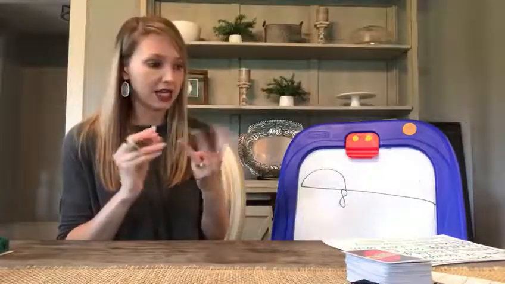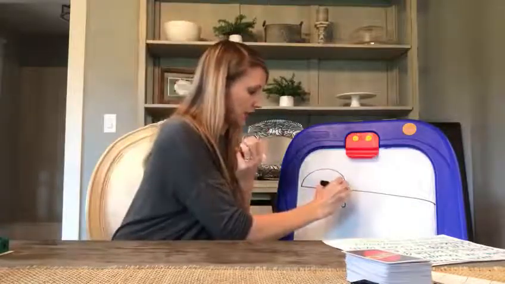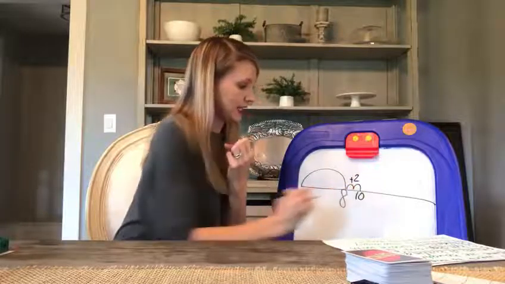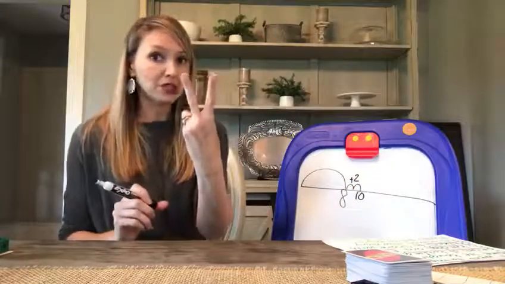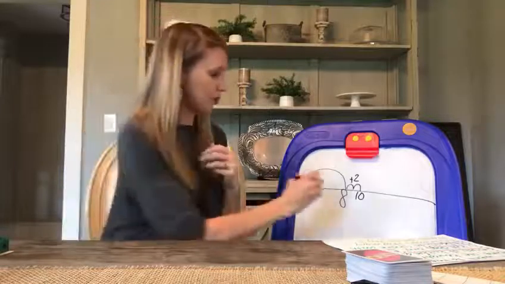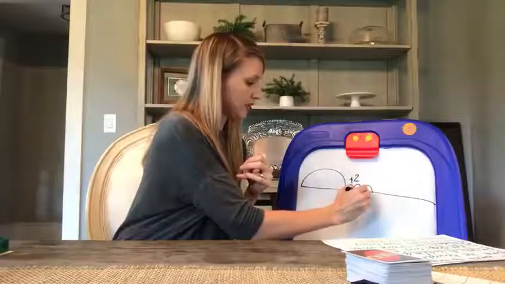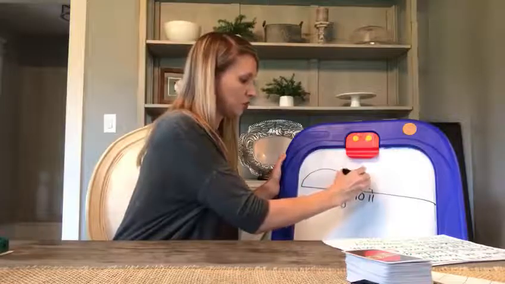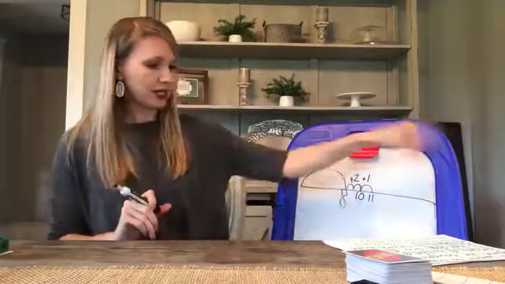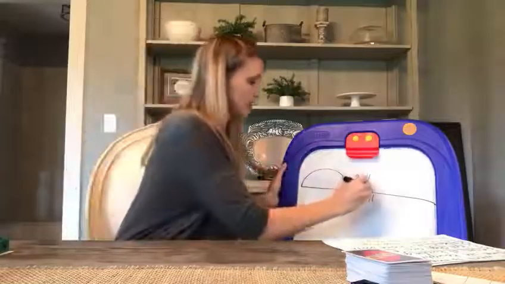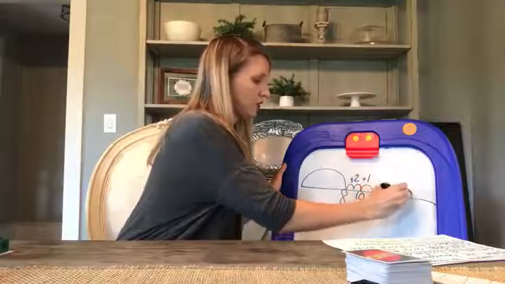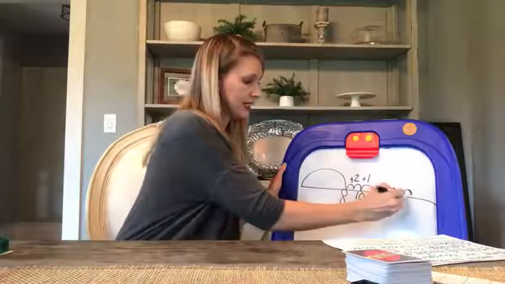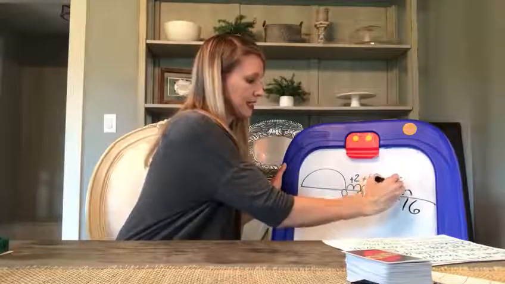So I can split that 3 up because I know that 8 plus 2 would be 10. So that's my 2, but my number was 3. So then I'll need to hop up 1 more, and that would give me 11, okay? Because that 2 and then 1 more would be 3. And then we can hop up 5 more. So 1, 2, 3, 4, 5, or 11, 12, 13, 14, 15, 16. So I landed on 16, okay?